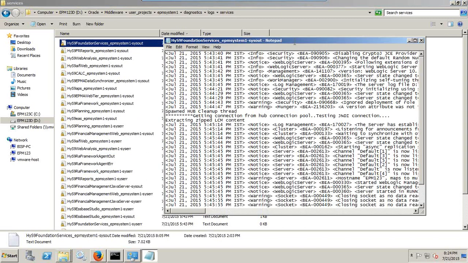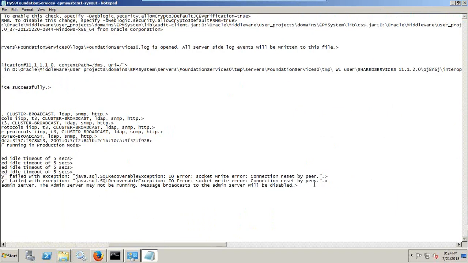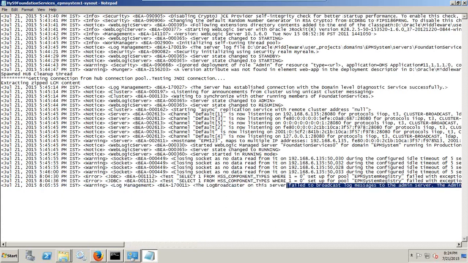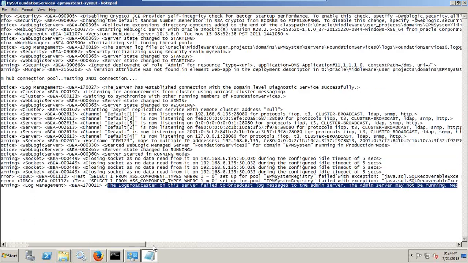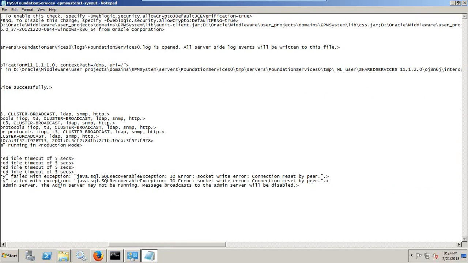When you open it, often the log file is very huge, so we read the last 4 or 5 rows, which gives us summary information. So when I look at this log file, I see there's something wrong. I see the broadcast message over here: admin server may not be running. The broadcast message I got for my EPMS system 1.